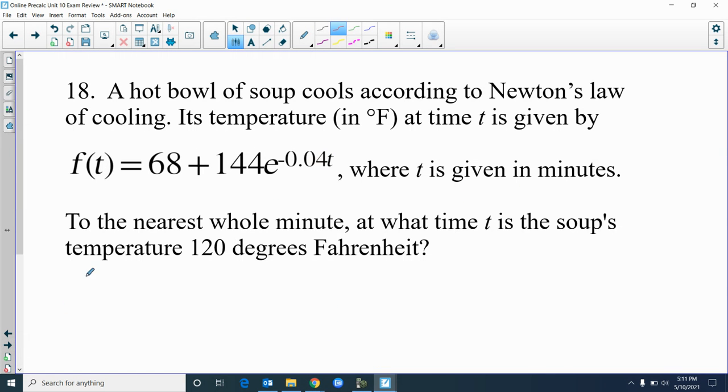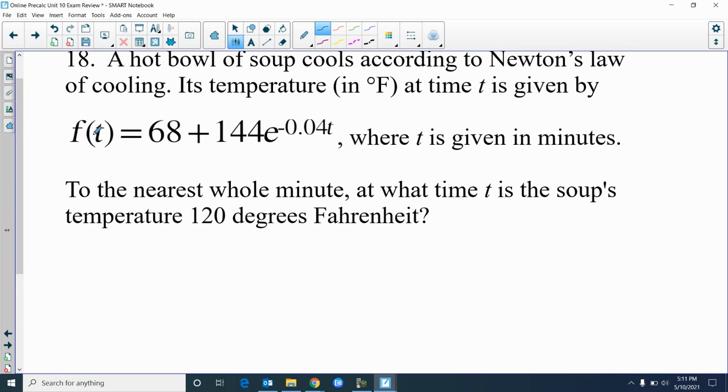Those are two equations. All right, let's take a look at this last one here. We've got Newton's law of cooling. I will definitely give you the formula in this format or set it up for you. It says, to the nearest whole minute, at what time t is the soup's temperature 120 degrees Fahrenheit? 120 will go in for the f of t. So you're going to get 120 equals 68 plus 144 e to the negative 0.04 t.